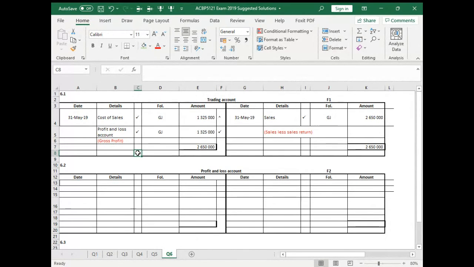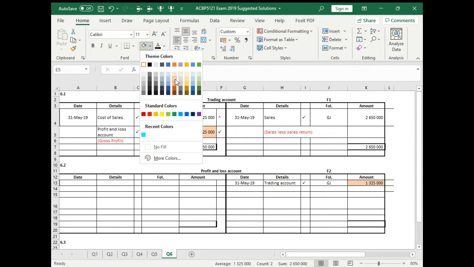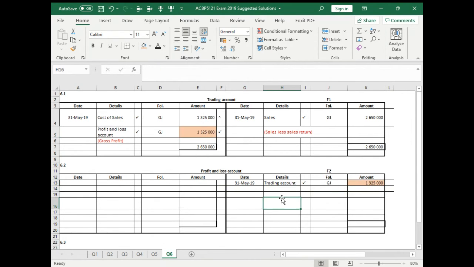But to work out our profit and loss for the year, so the net profit, we have to include this gross profit in this profit and loss account as well. That is why we are transferring the balancing amount to our profit and loss account at the end of the month. So therefore, your balancing amount here in your trading account will be your opening amount in your profit and loss account.